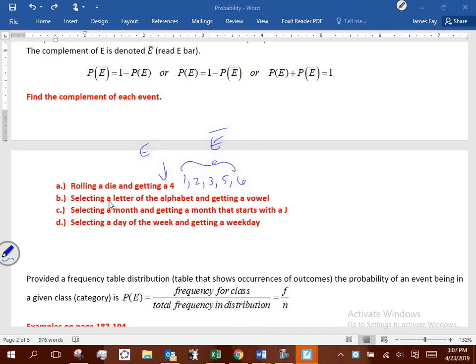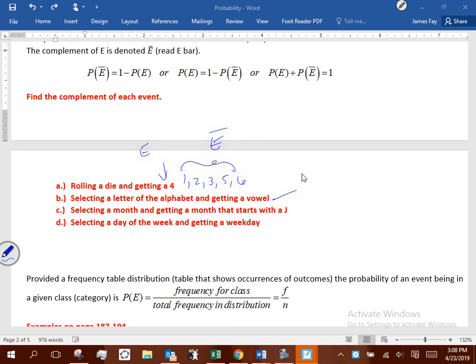Selecting a letter of the alphabet and getting a vowel. What would be the complement of getting a vowel? I don't want the numerical result. I want you to verbally tell me what we would be looking for in the complement. Consonants, right? So the complement of vowels is consonants. The complement of even numbers is odd numbers. The complement of positive numbers is negatives, right? Does that kind of make sense to everybody?